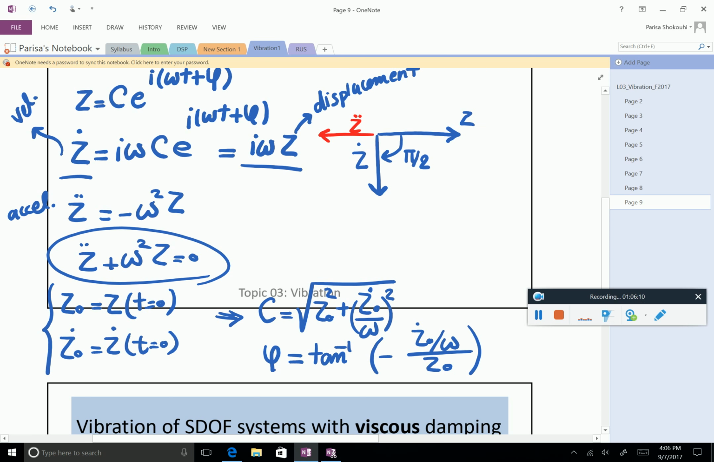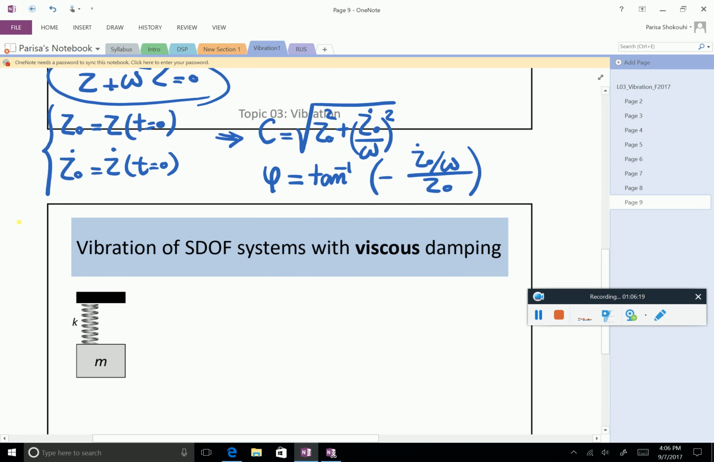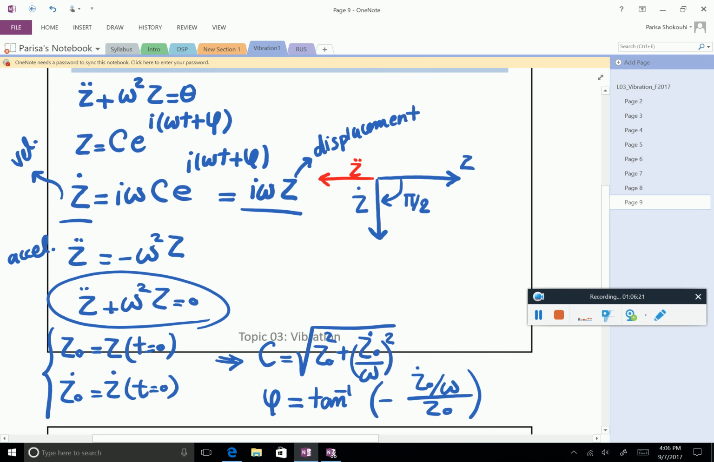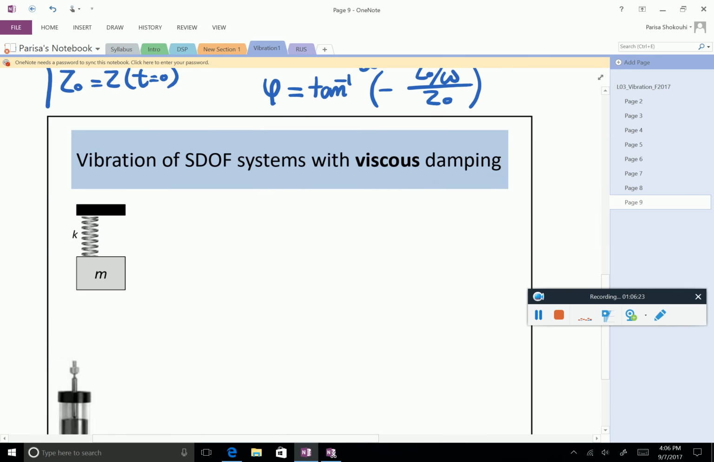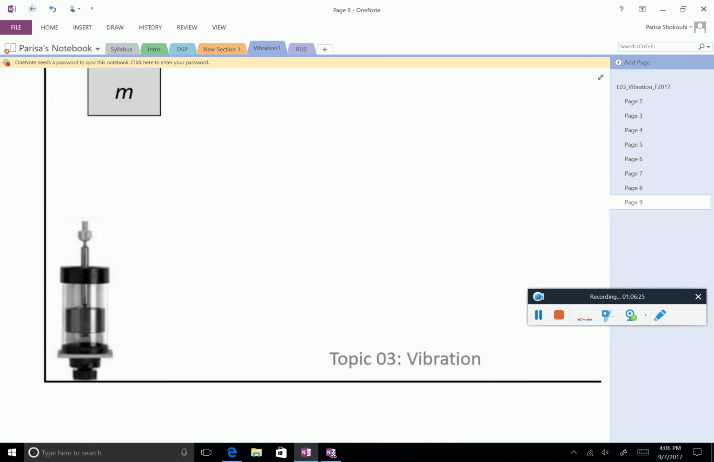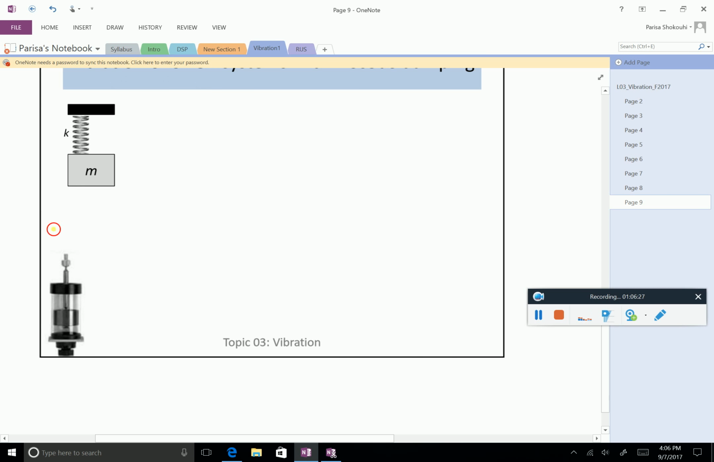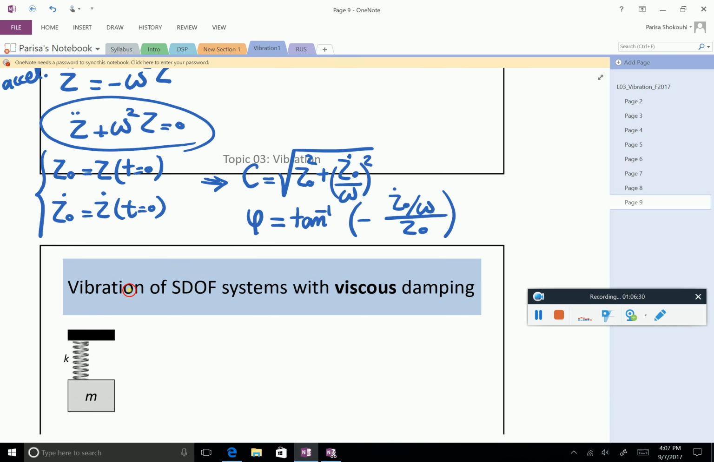So we move from here by adding more complexity to this system. Let's say we have viscous damping, what happens? So here you have a dashpot. I leave this for Tuesday, I guess.